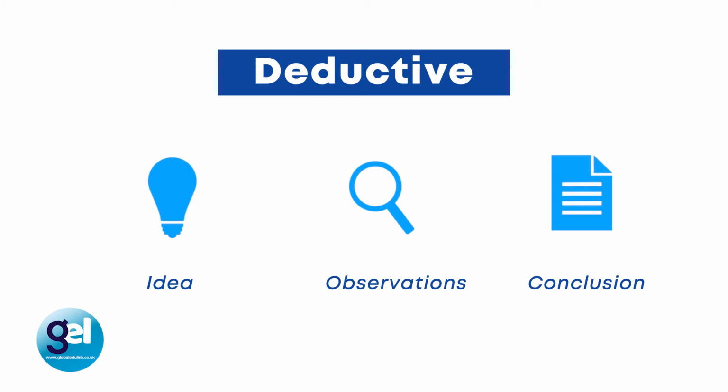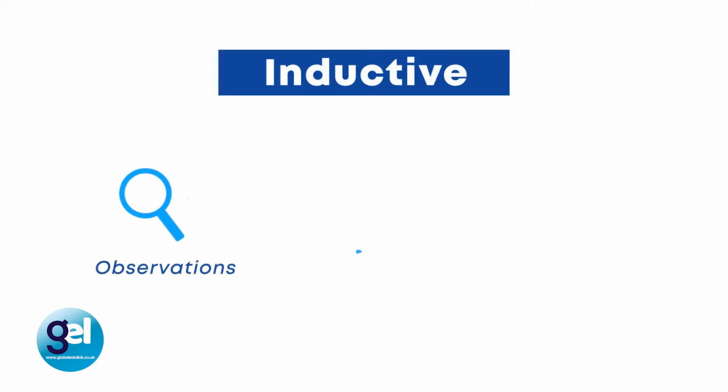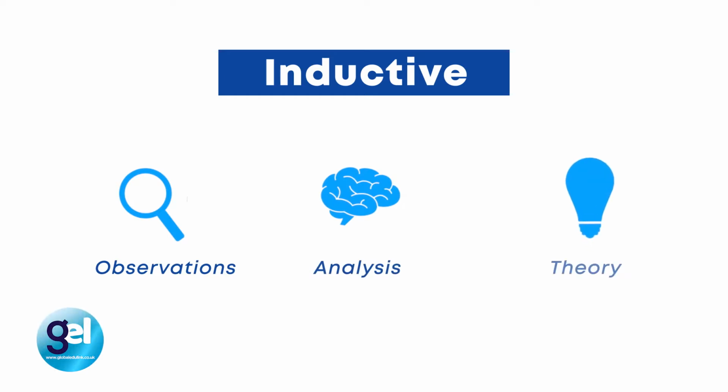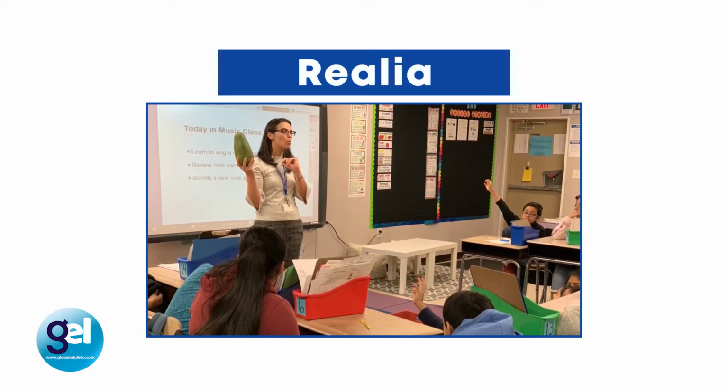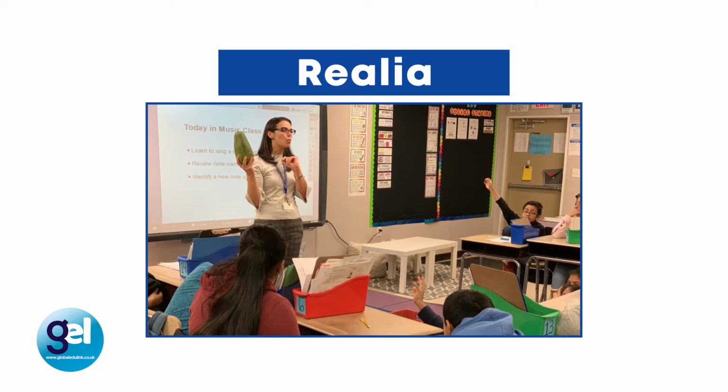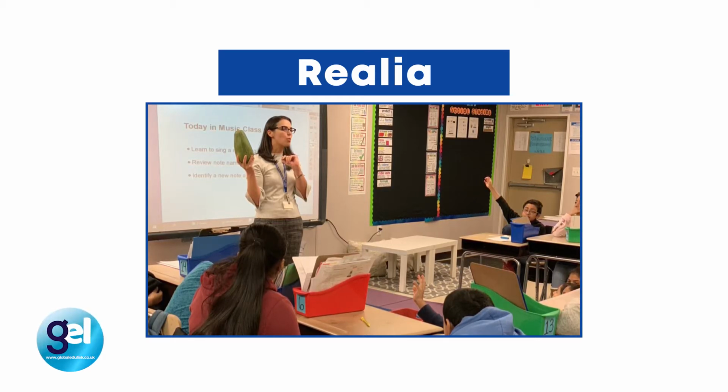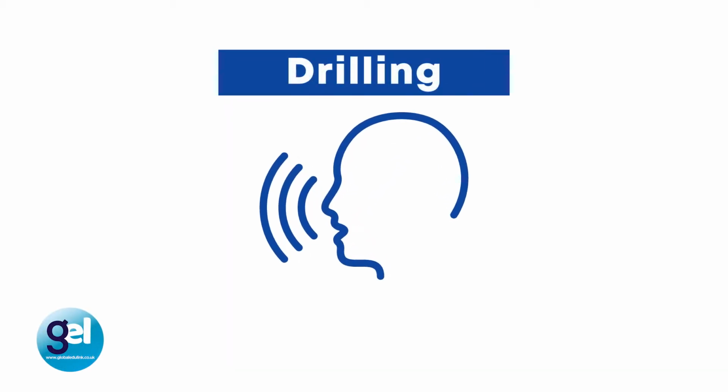The opposite of deductive is inductive, and this is a more modern approach to learning, where language is presented in a real context and students discover the rules for themselves and practice the language. Another key word is realia, so the use of real-life objects and props to enhance the learning for our students. And drilling. So mechanical repetition when presenting a new word or structure is something you will see in this module.